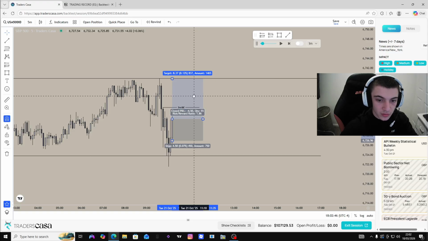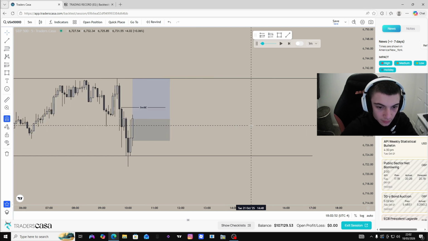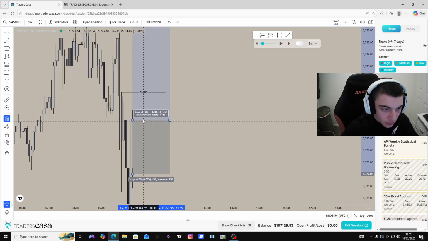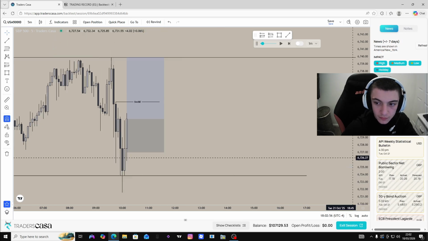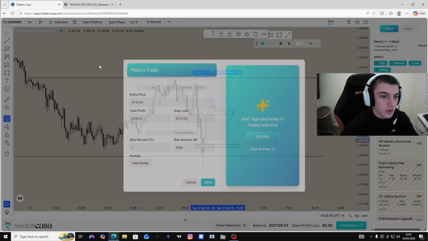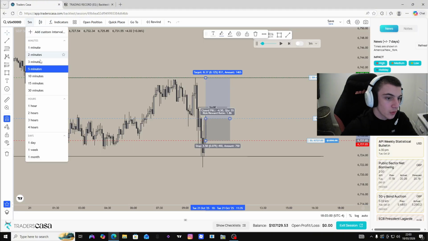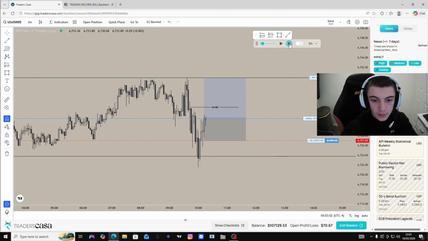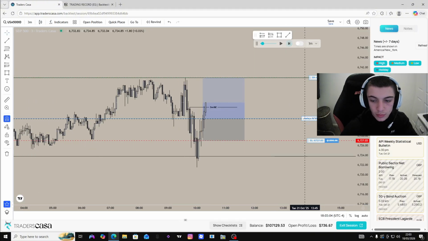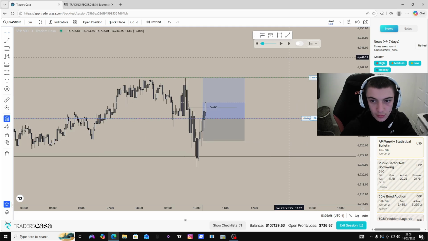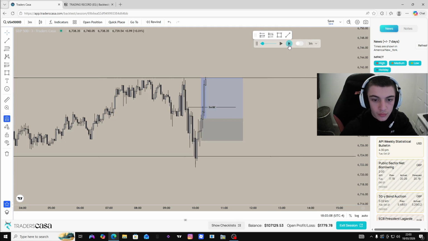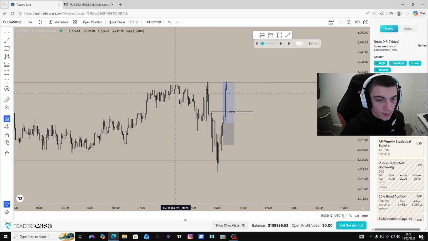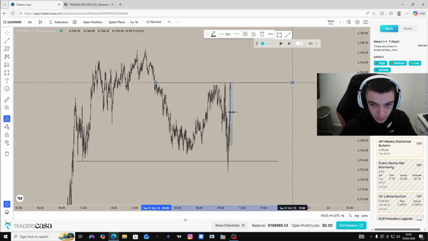Not sure if I've actually got it on the right bit. No, that ain't, is it? That is. Alright. And we're going to open position there on the 3 minute. Break even there, and TP there. 1.86 RR. Nice.